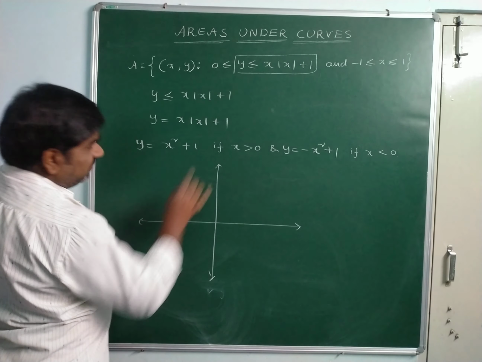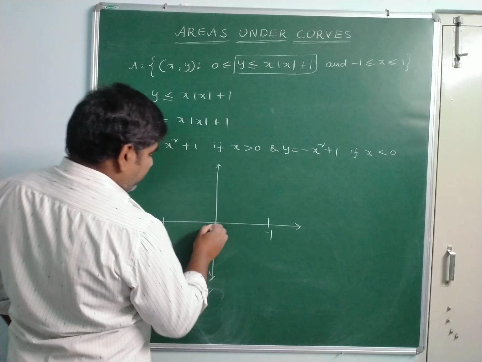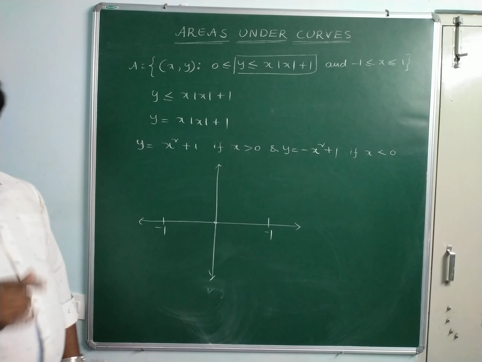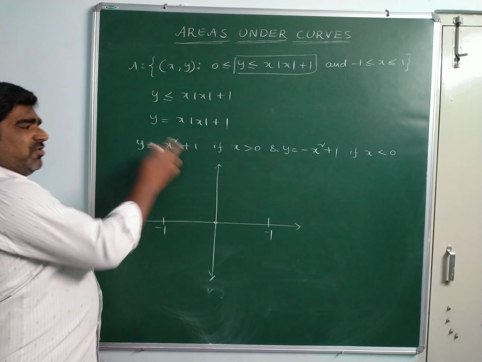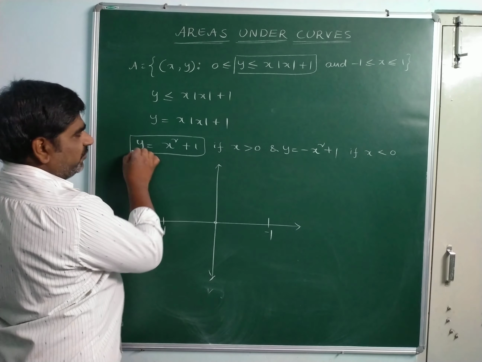At last he has given the condition minus 1 to plus 1. So he is asking the area in between minus 1 to plus 1 only. So take the first curve, y equal to x square plus 1. For your convenience, I am going to write it here.